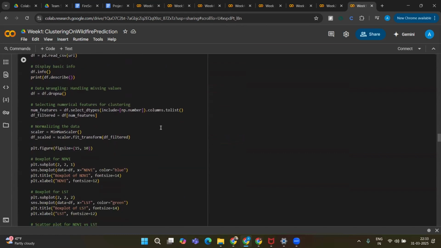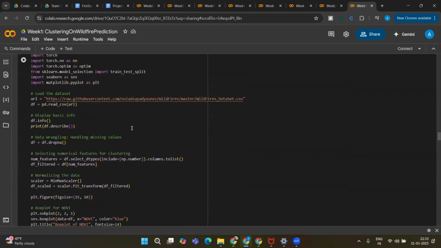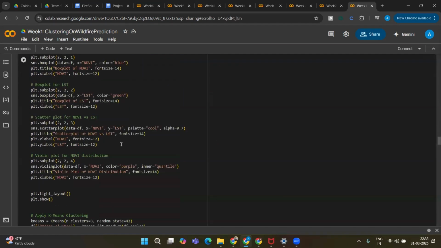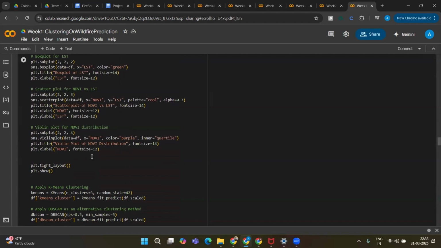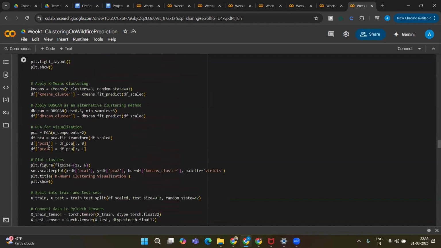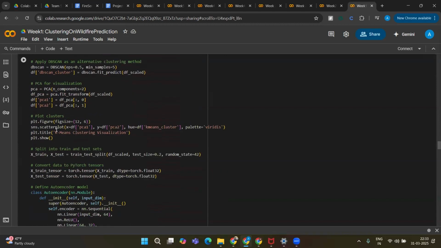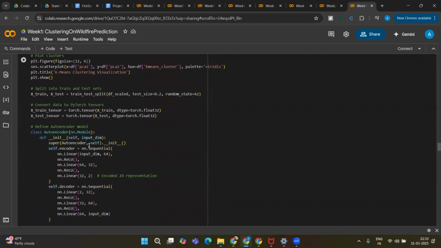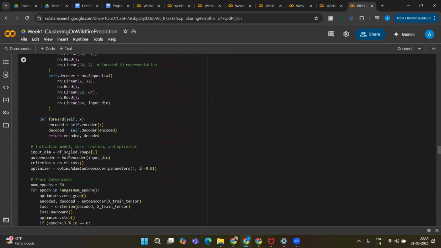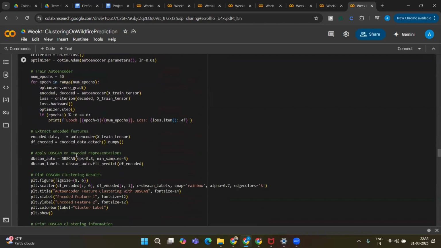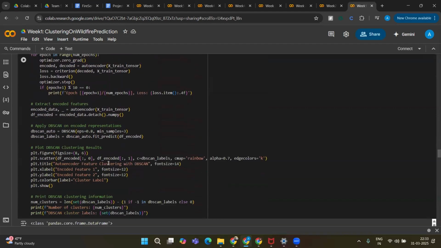This is where we're loading the data set again, and then we're doing different box plots and scatter plots, and also a violin plot for the NDVI distribution. Here we're doing the k-means clustering and also the DBSCAN. PCA is also done for the visualization, and then we're plotting the clusters. This is the testing part where we're splitting all of it, and then this is the autoencoder, training the autoencoder, extracting the features, and applying DBSCAN on the encoded representations.